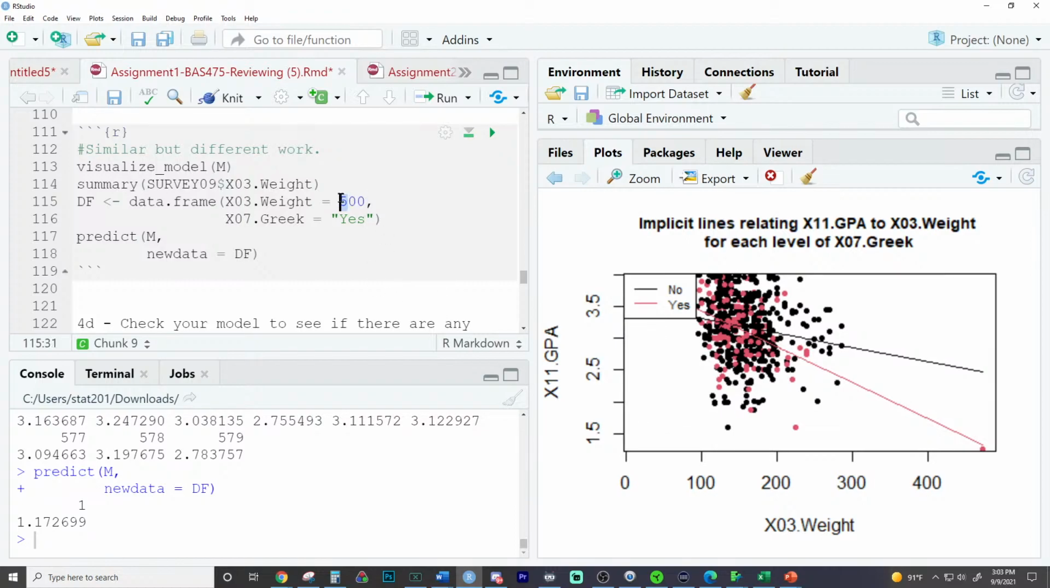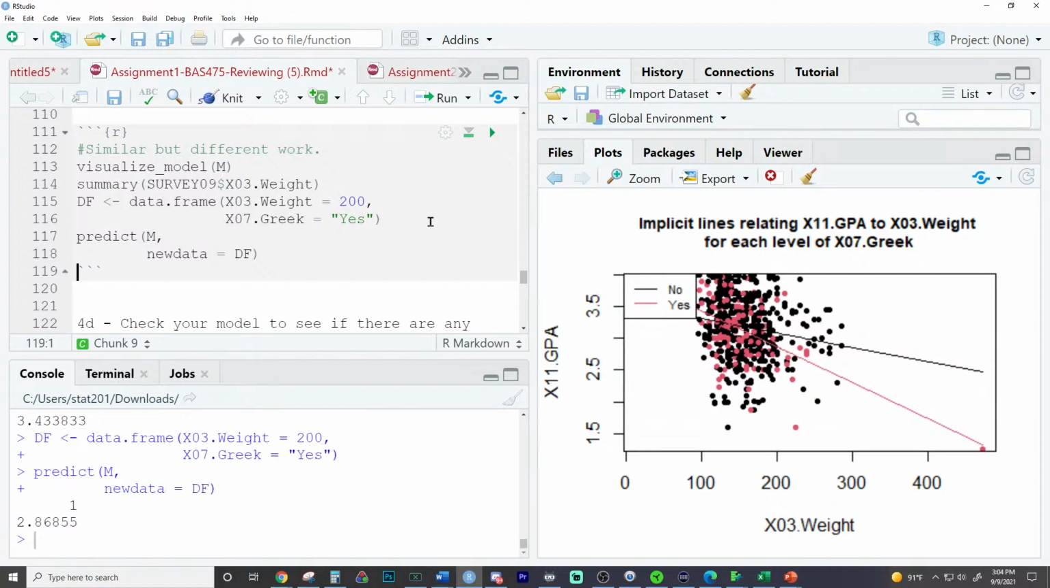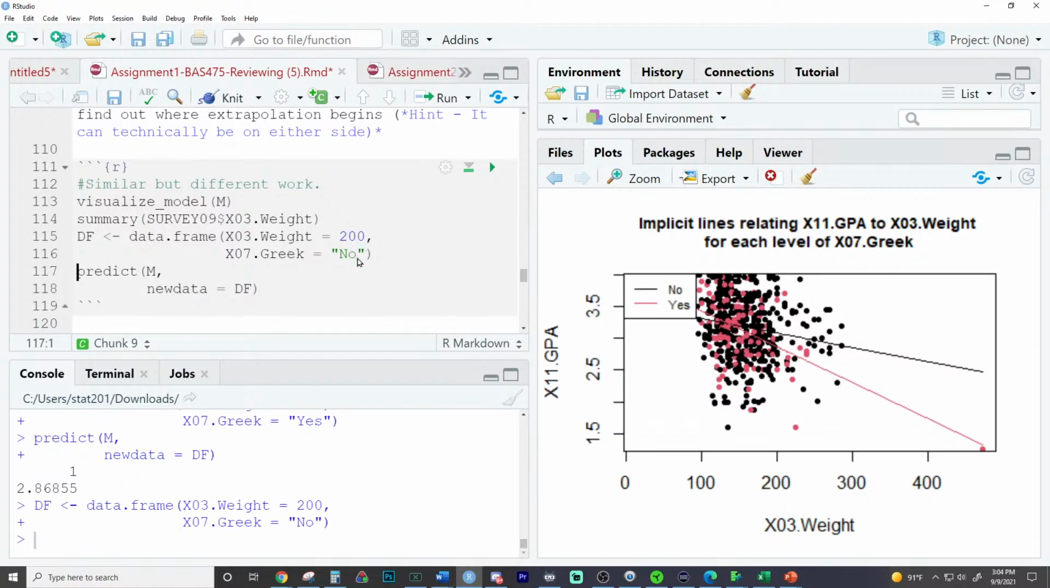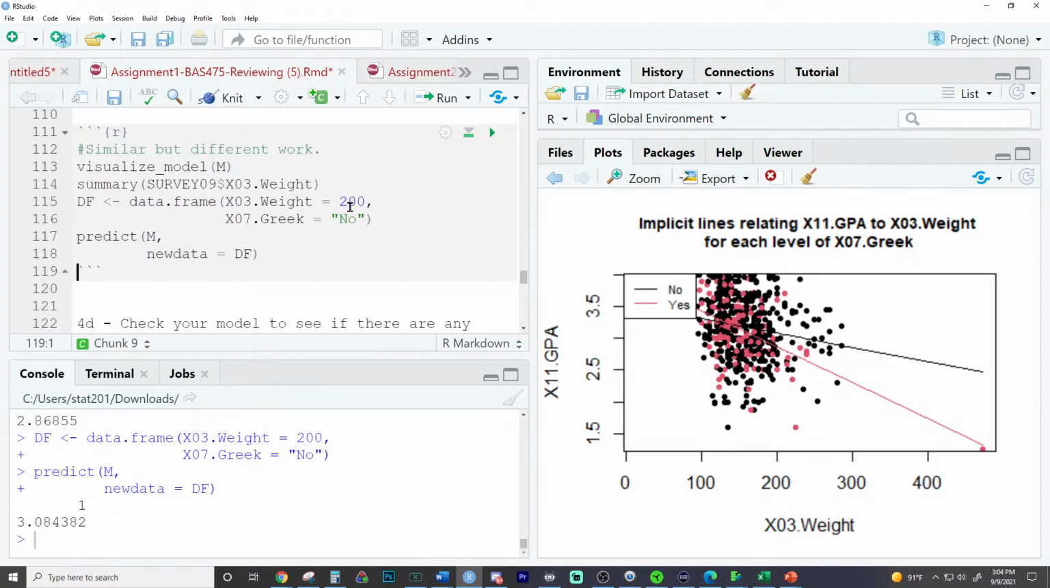And we could change this. We could make them 100 pounds. They wouldn't be an extrapolation now. What am I predicting for just doing this right here? I can just run predictions. I could say they're not in Greek life. And you see I can just use my model to make predictions and it solves it for me.